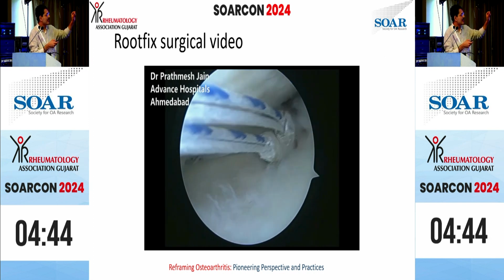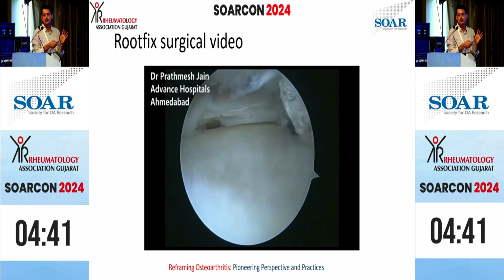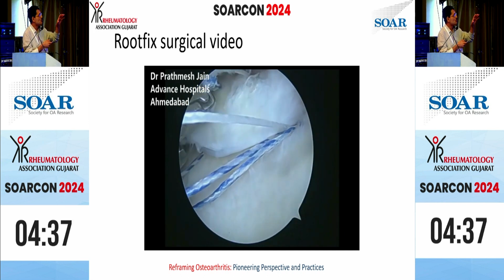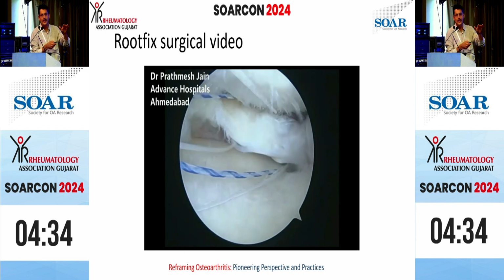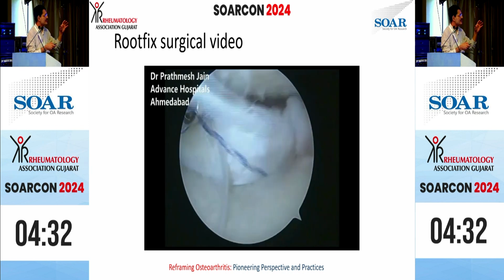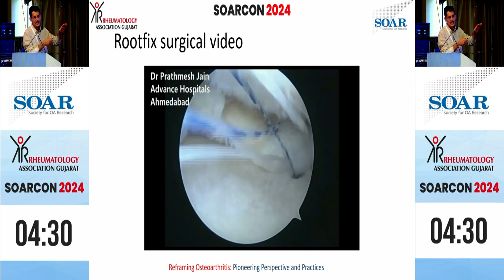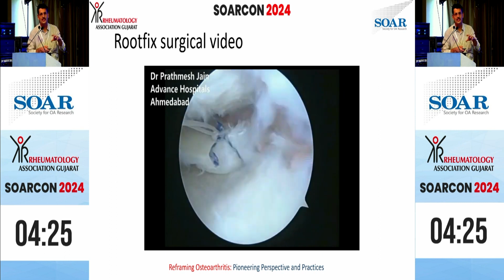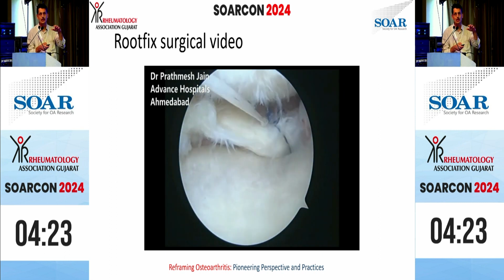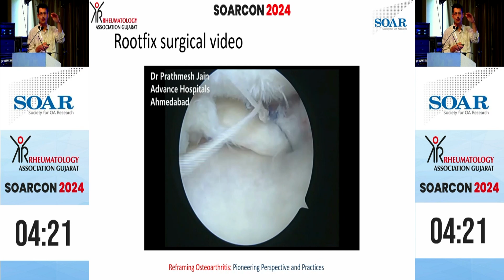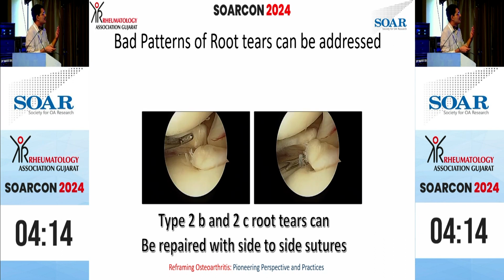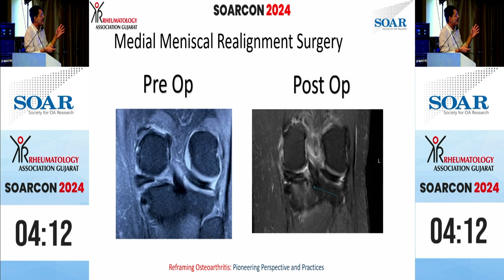So you can see that the anchor is now going in. This is an all-suture, non-metallic, non-plastic anchor. It goes in, and then we take sutures into the meniscus and repair it back onto its position. So the meniscus repair is into its place, and the meniscus which is non-functional becomes a functional meniscus, and it's loading more of the joint forces. So the progression of the osteoarthritis in these cases will be slowed down, and the need of joint replacement will be delayed. And bad patterns you can address with this.